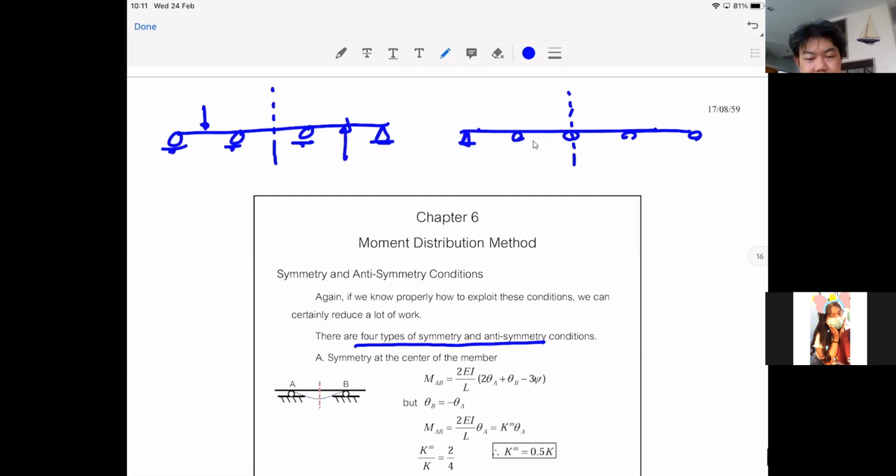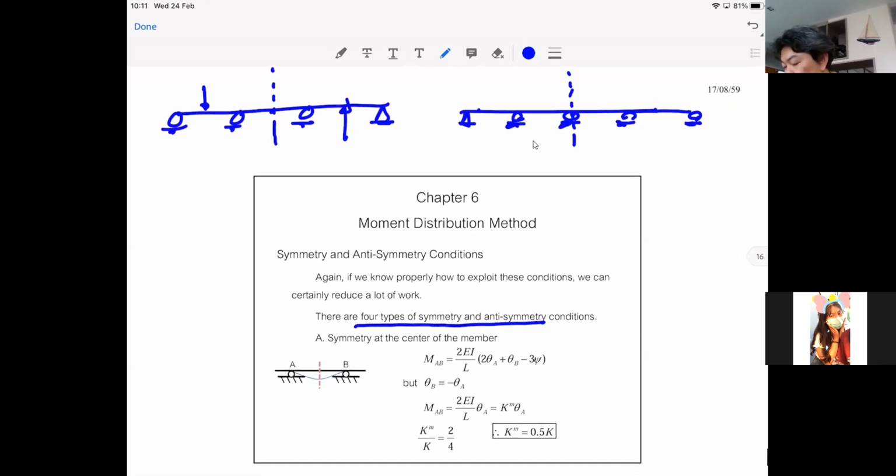Okay? All right. So the fact that the center line, the line of symmetry, is right at the middle of the member or right at the middle support, it gives a different behavior to the structure. So when we have a symmetric condition at the center of the member, like this. Let's say I will put it back to symmetry first.